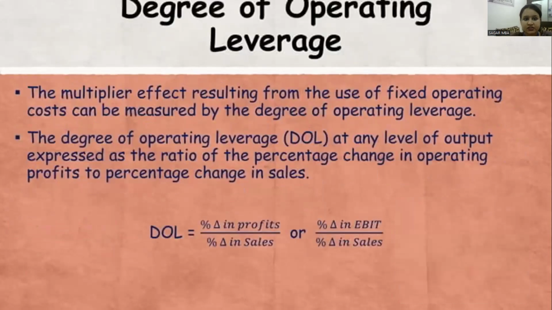Degree of operating leverage. The multiplier effect resulting from the use of fixed operating cost can be measured by the degree of operating leverage. The degree of operating leverage at any level of output is expressed as a ratio of percent change in operating profit to percent change in sales. Degree of operating leverage is percent change in profit upon percent change in sales, or percent change in EBIT upon percent change in sales.